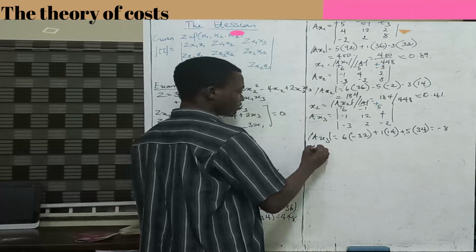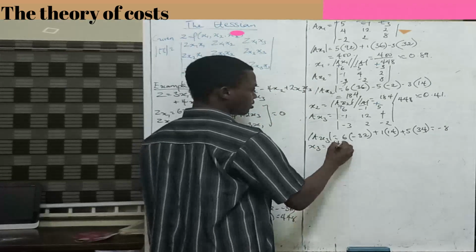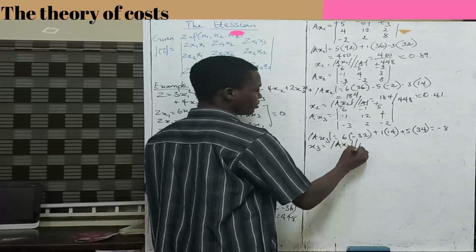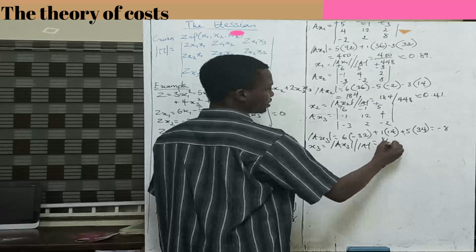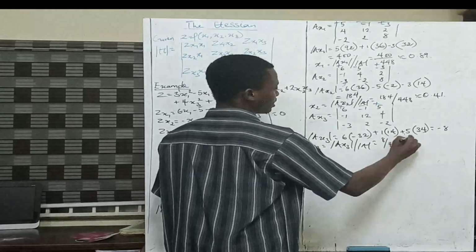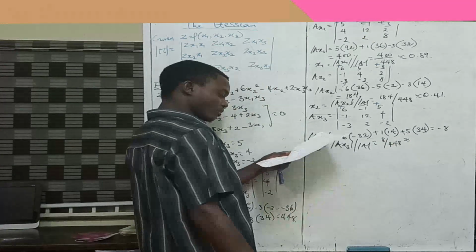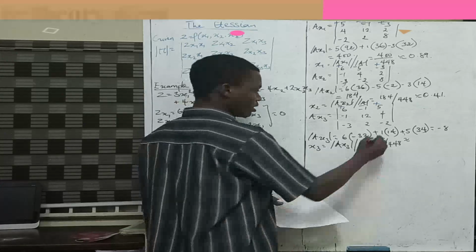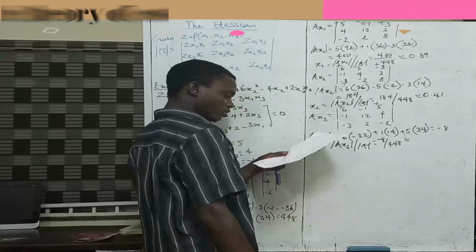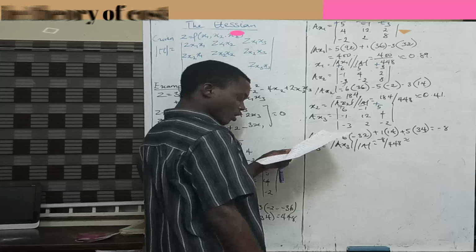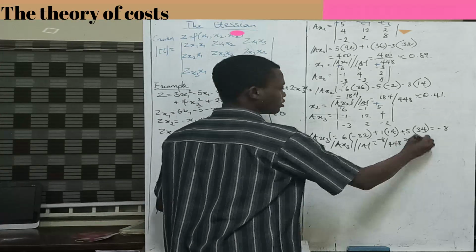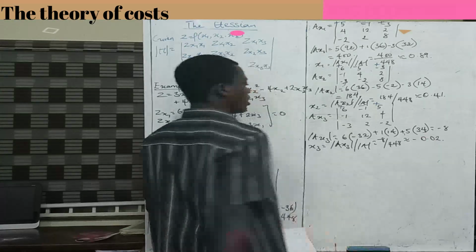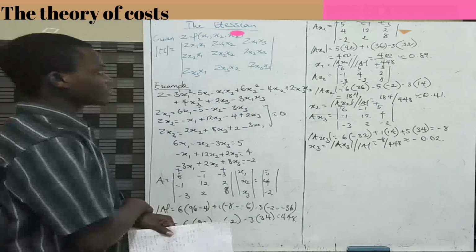So x3 equals determinant of Ax3 divided by determinant of A, which is minus 8 divided by 448. So your answer is approximately minus 0.02. Alright, so those are our critical values.